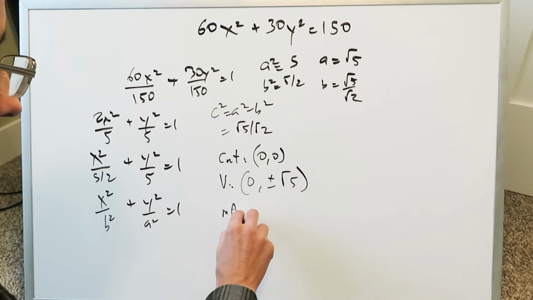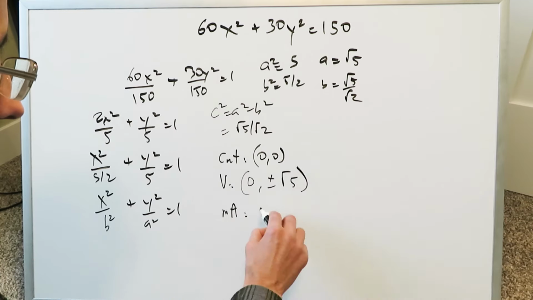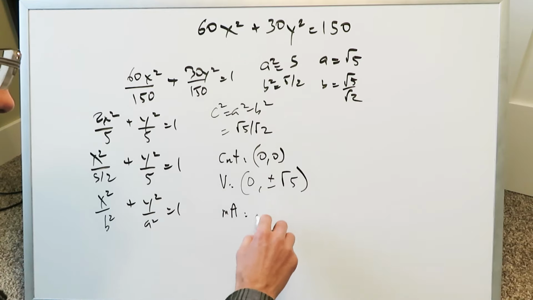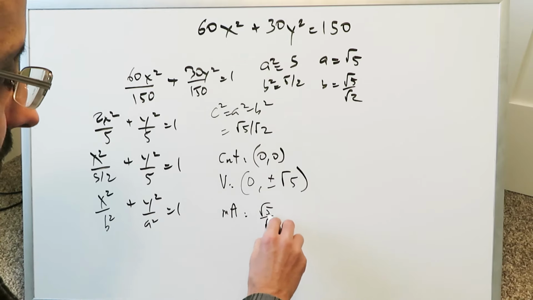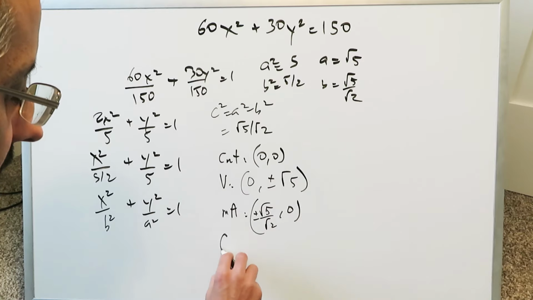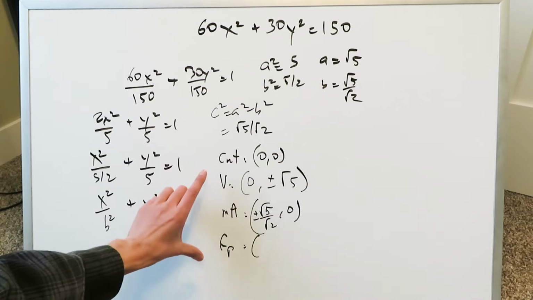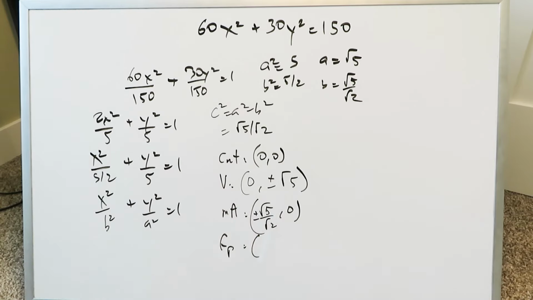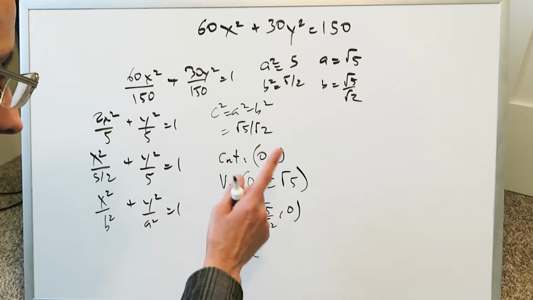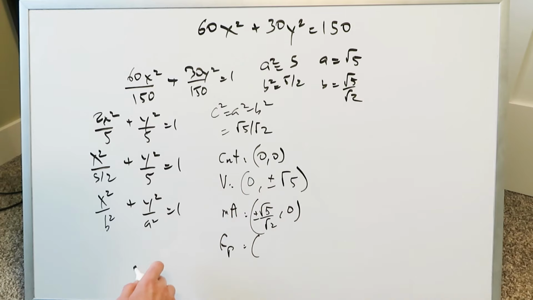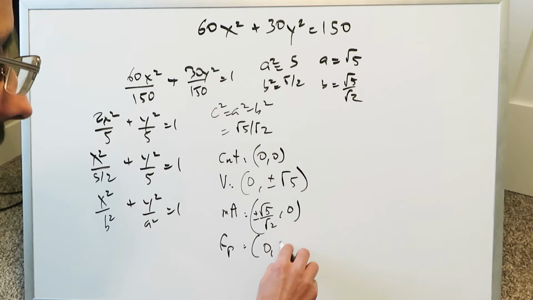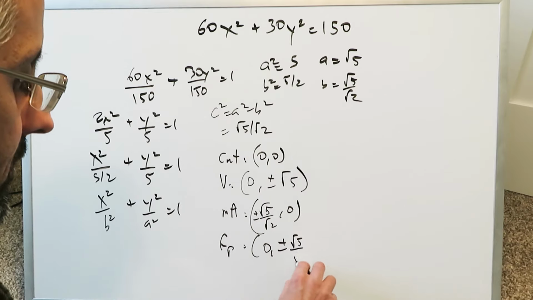Your minor axis endpoints, which are in a horizontal dimension, will be exactly the b value you see over here, root 5 over root 2. You can rationalize this if you want. Plus and minus, comma, 0. Your focal points will be everything within the vertices, closer to the center, and again along the same line as the vertices. In a vertical orientation, they will be 0, comma, plus and minus root 5 over root 2.